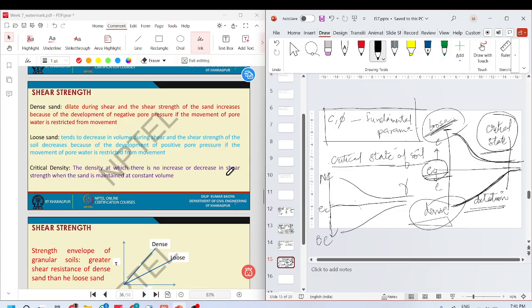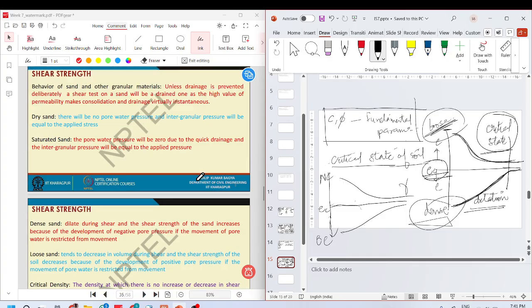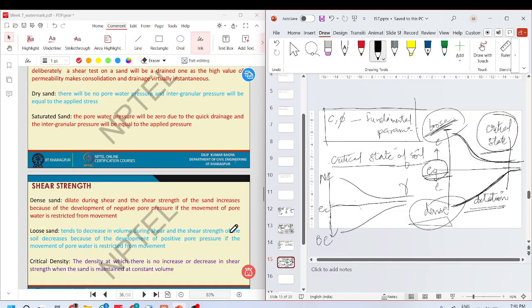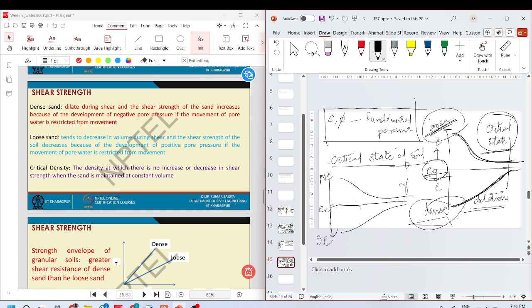Density at which there is no increase or decrease in shear strength when the sand is maintained at constant. Okay, it is mentioned that dense sands dilate during shear and the shear strength of the sand increases because of the development of negative pore water pressure if movement of the pore water pressure is restricted. So when you're talking about the pore water pressure, you're talking about mostly fine grained soils. I don't know why it's written like this, but this is the concept of the critical density.